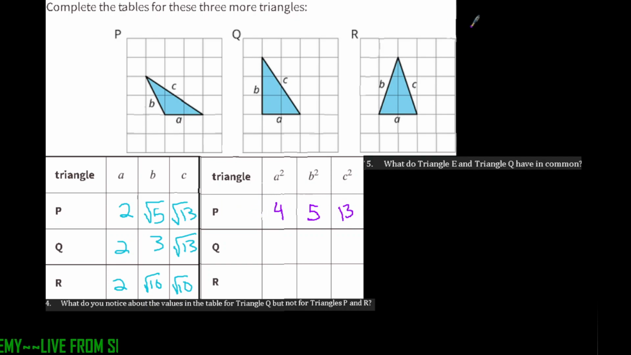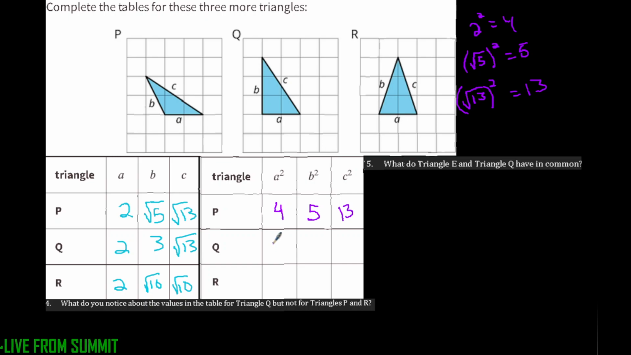So we said 2 squared equals 4. We had the square root of 5 squared equals 5. Inverse operation, so we just have 5 left over. And same idea with the square root of 13 squared, that equals 13. So that's what I'm doing when I'm getting from this first table to the second table.